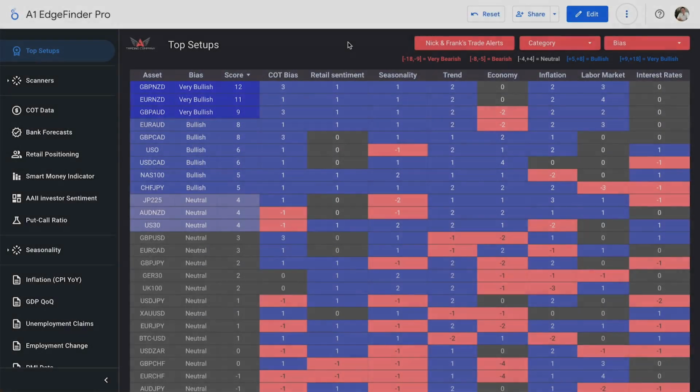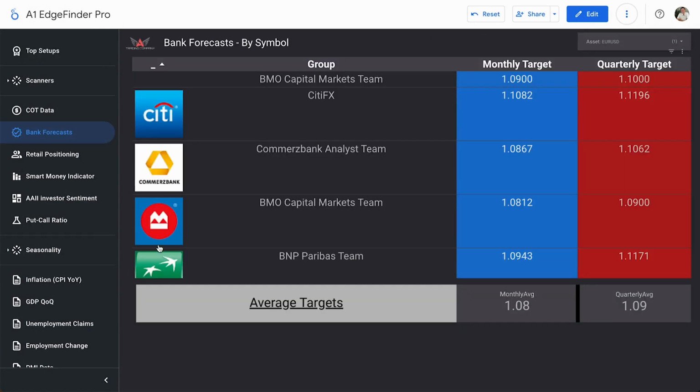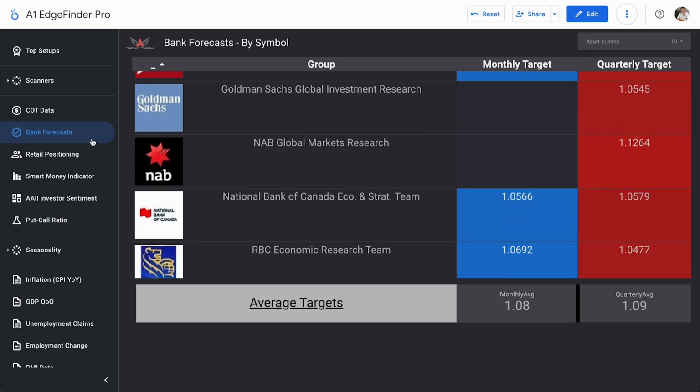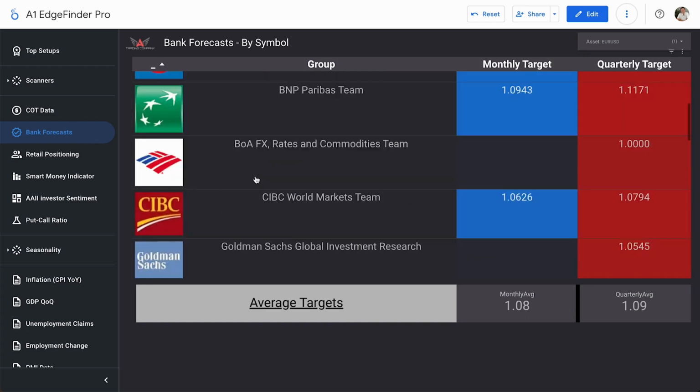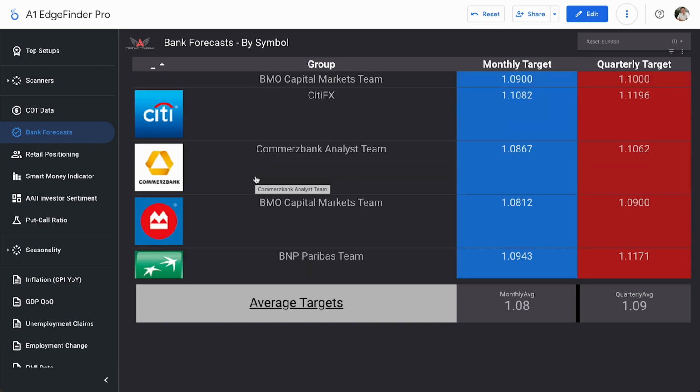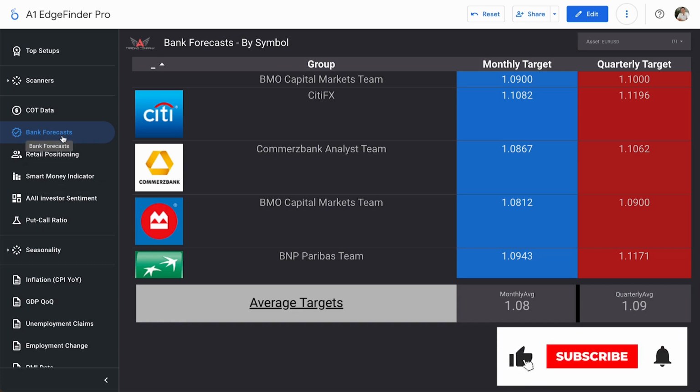How's it going, everybody? My name is James, and in today's video, we are going to be looking at one of the newest updates that we've made to the Edge Finder, and that's in our bank forecast tab. If you're familiar with the Edge Finder, then you know that we've already had this bank forecast tab in the Edge Finder, but we just made big changes to it that really simplified the way that this banks tab works, and I am excited to show this off for you today.